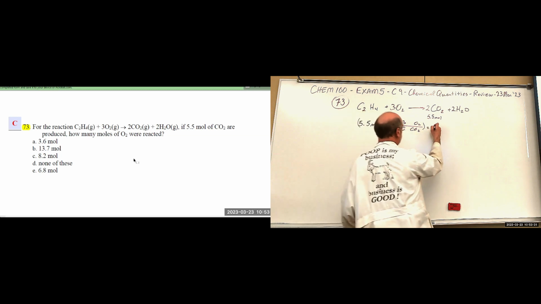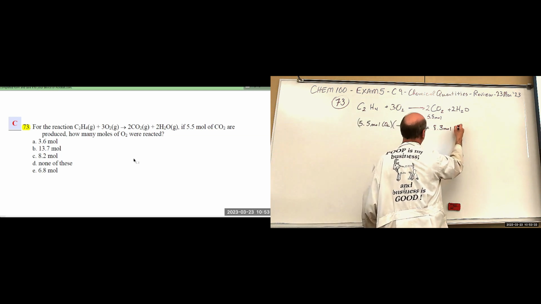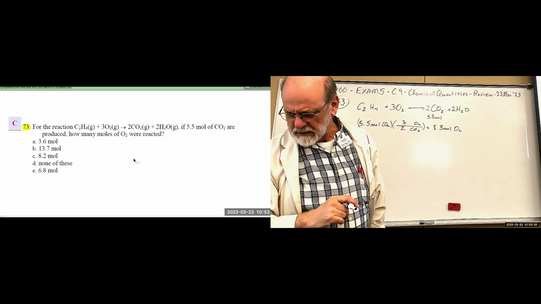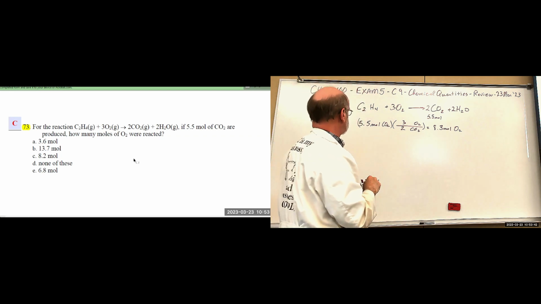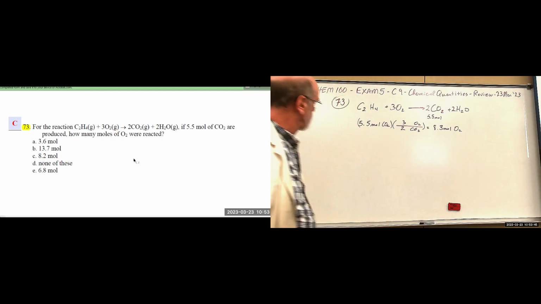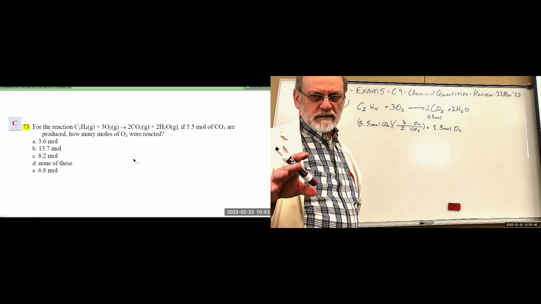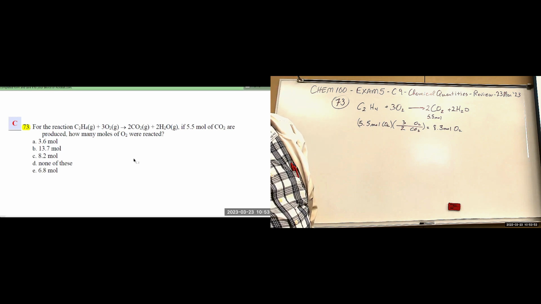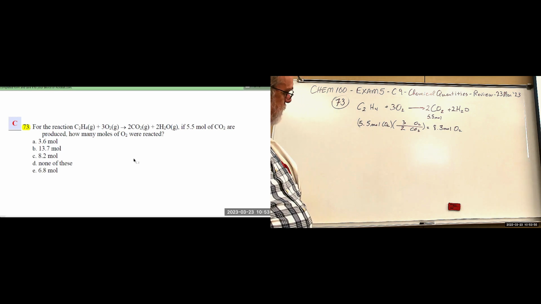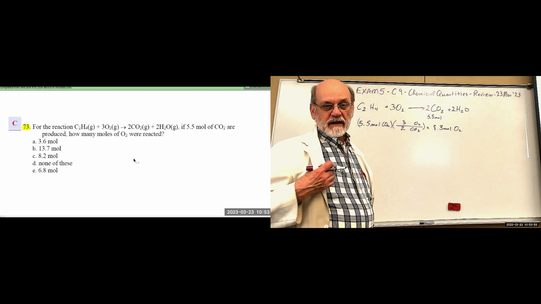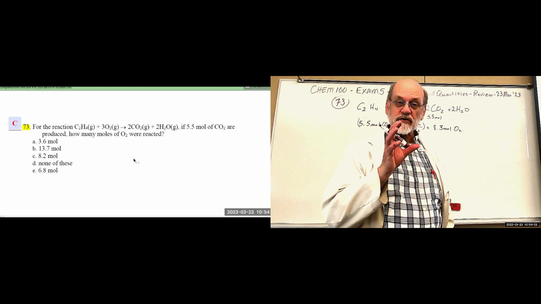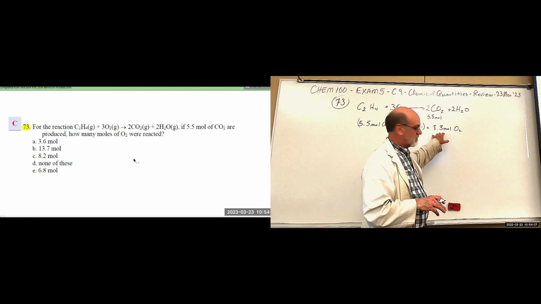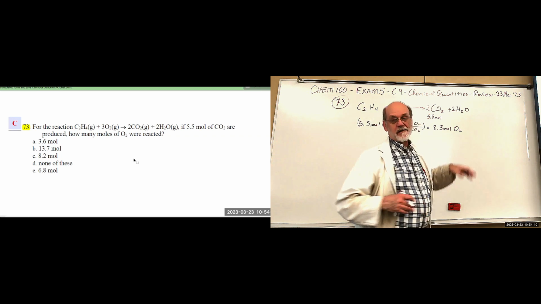8.25, or 8.3 rounded off, moles of oxygen. Let me see, did I do that right? 5.5, yeah, 5.5 times 3 divided by 2 is 8.25, rounded off. Actually, since you have a choice, D is none of these, then you could technically say none of these. Right?